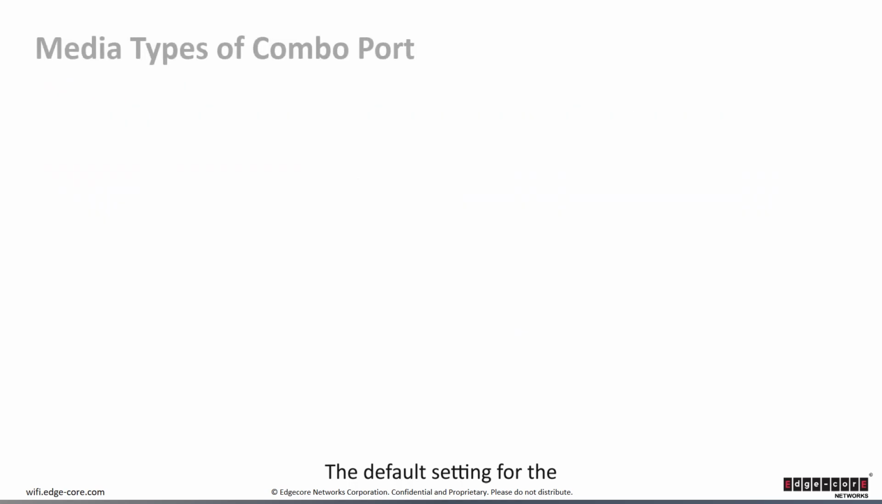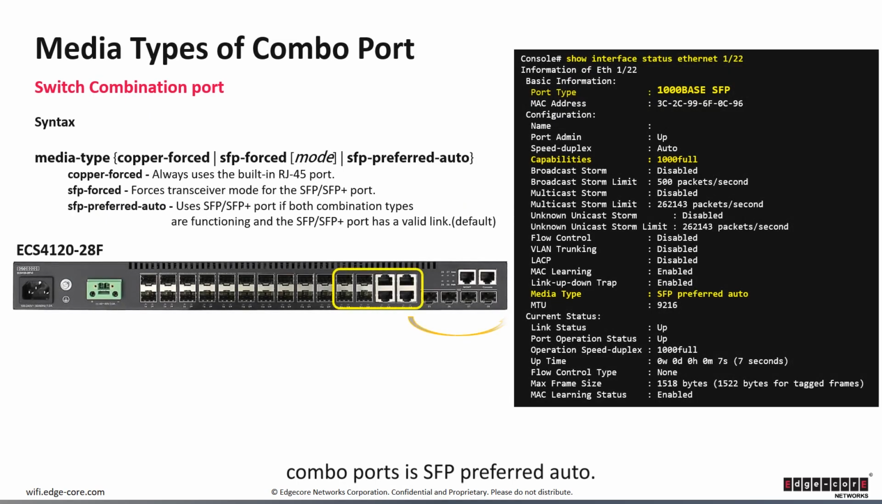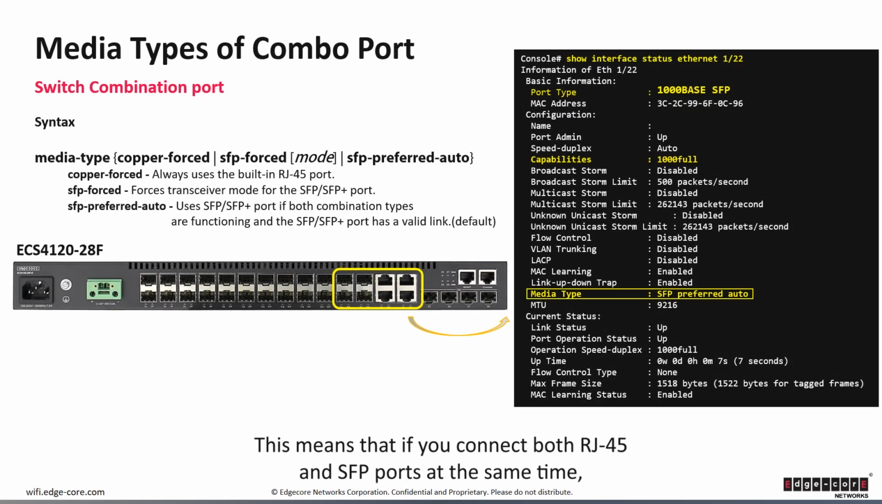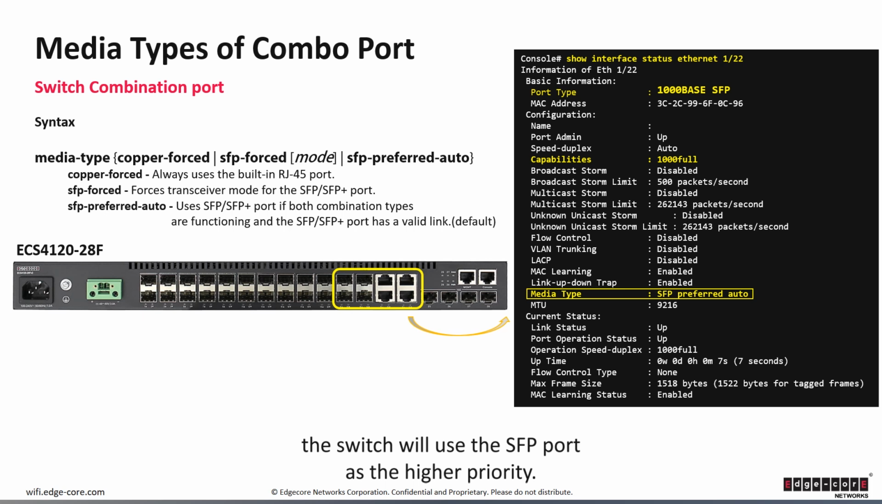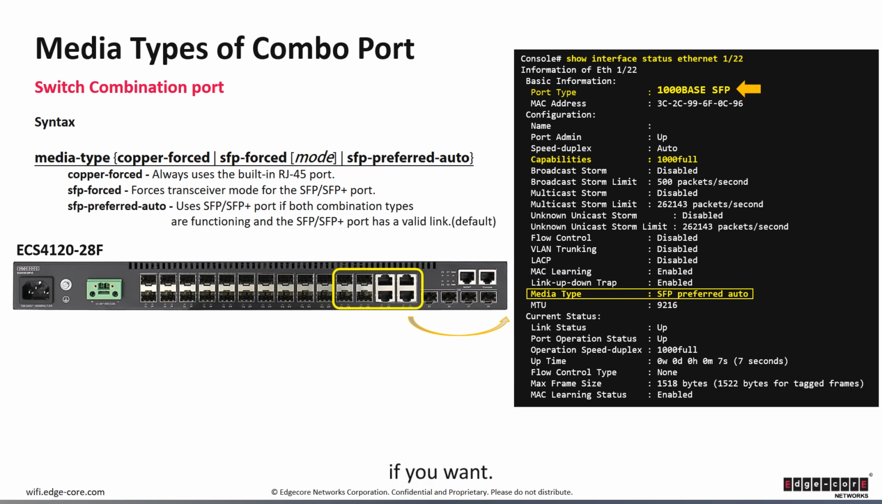The default setting for the combo ports is SFP Preferred Auto. This means that if you connect both RJ45 and SFP ports at the same time, the switch will use the SFP port as the higher priority. You can use the media-type command to change this setting if you want.